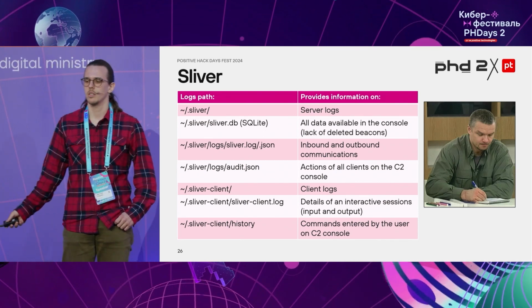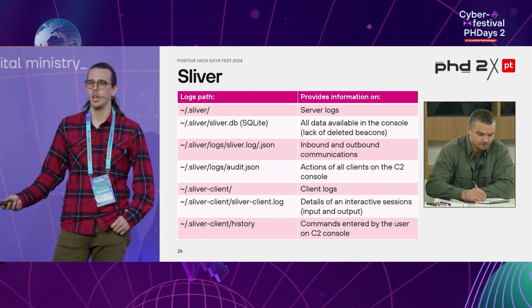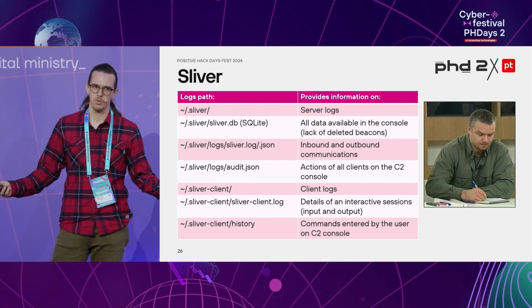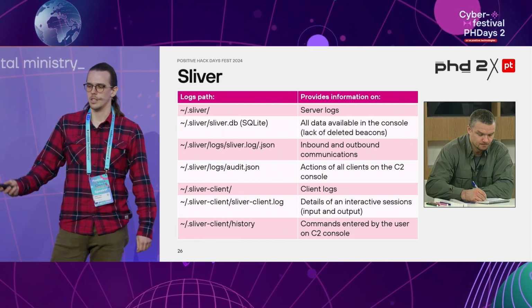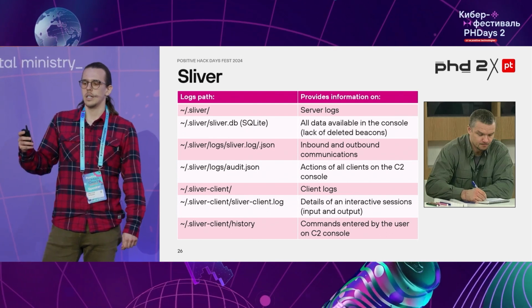We also have the log of the framework itself in two formats. That's the Sliver log, and the extension could be either .log or .json. They contain identical information.